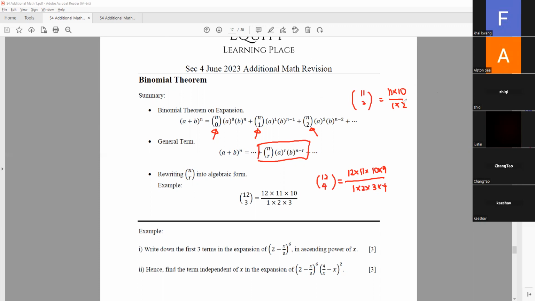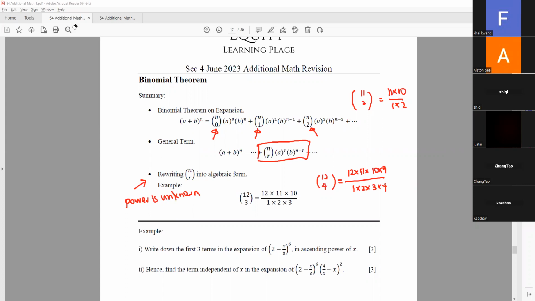Okay, 2 means there's only 2 terms. 4 means I should have 4 terms. 3 means I should have 3 terms. Okay, so when do we just expand? When do we use general term? When do we use this thing? Typically when the power is unknown. You don't know this thing, so you normally have to use this.